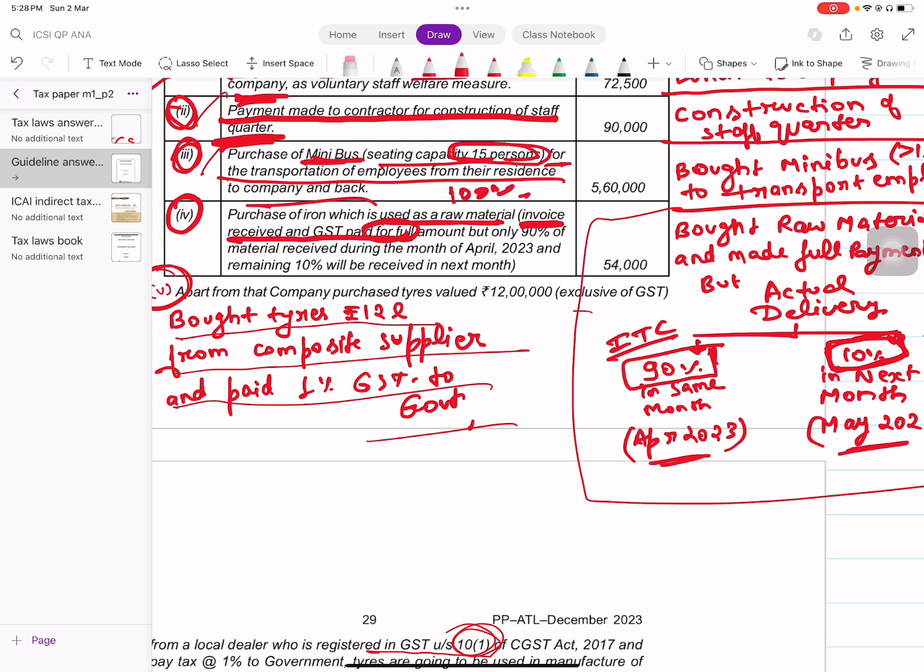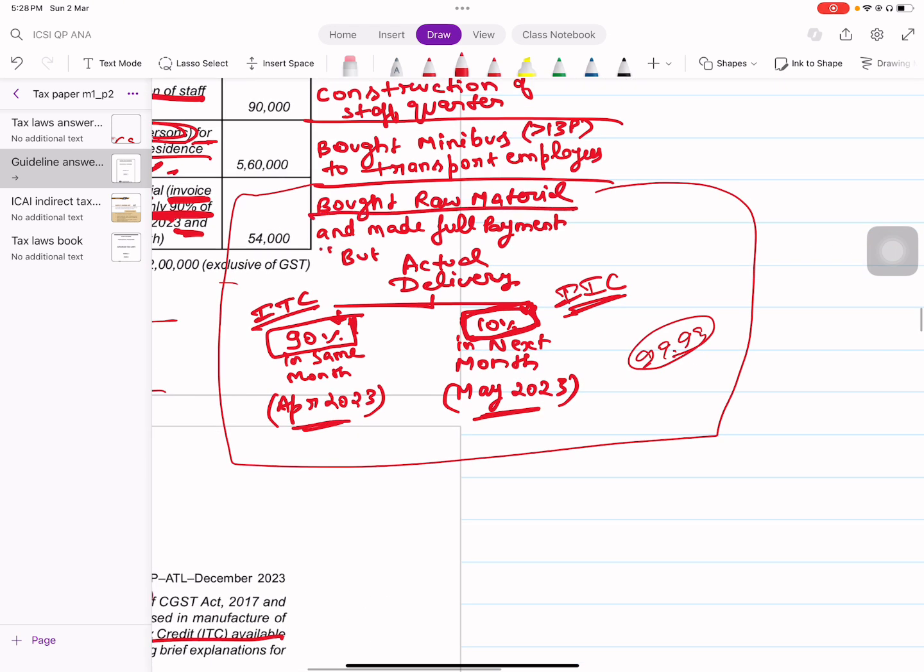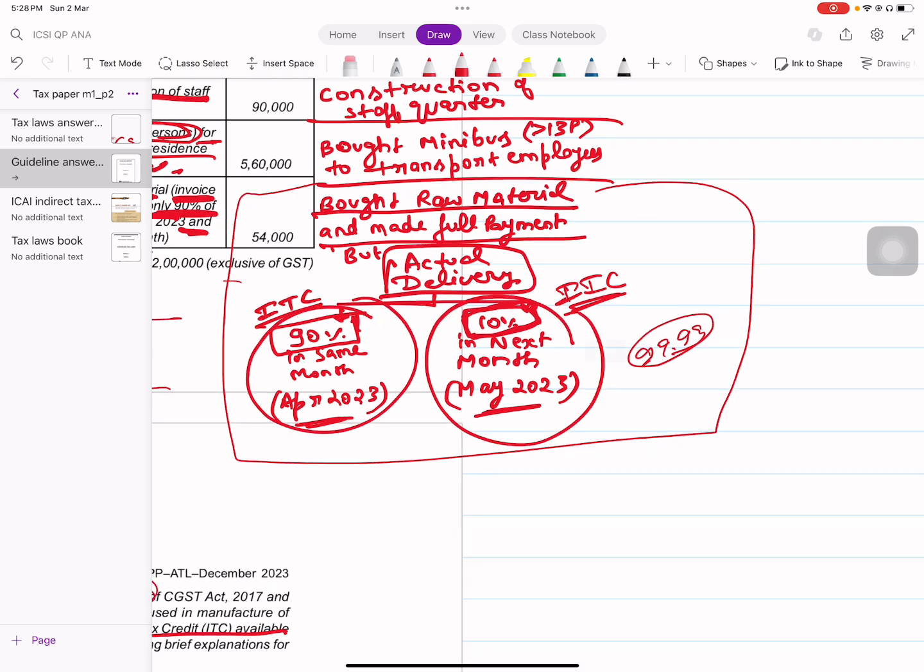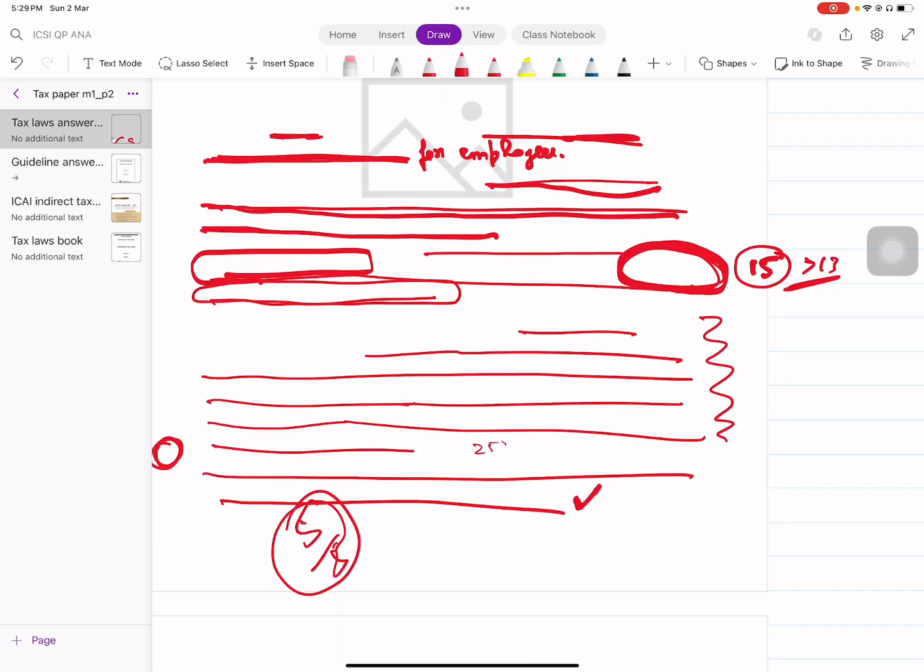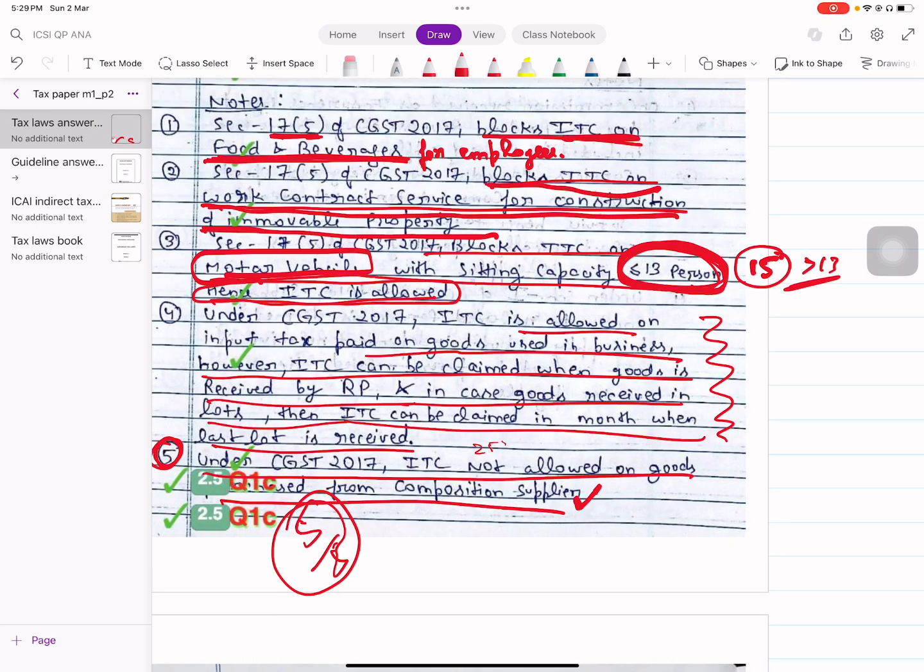100% amount. But only 90% of the material was received during the month of April and the remaining 10% will be received in the next month. That is, the business bought raw material and made full payment, but actual delivery was received only 90% in the same month and 10% will be received in the next month. Now in this case, the provision of GST says that the business will be able to claim ITC in full in the next month only. That means the business cannot claim ITC for such purchase in the same month.